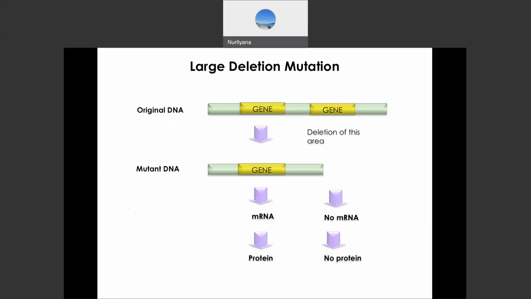Deletion and insertion can be a small deletion or a large deletion. So if this is the original DNA, which has 2 genes, and in the mutant DNA you only get these genes, and the following genes are not here, this is what we call a large deletion mutation. It involves the whole genes.